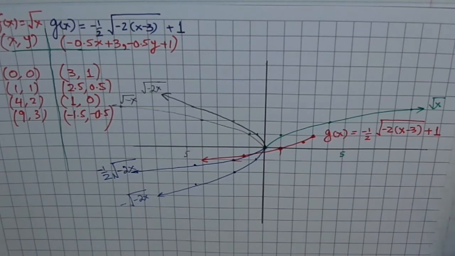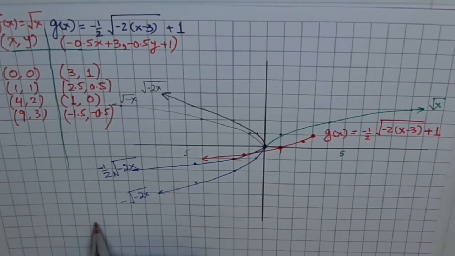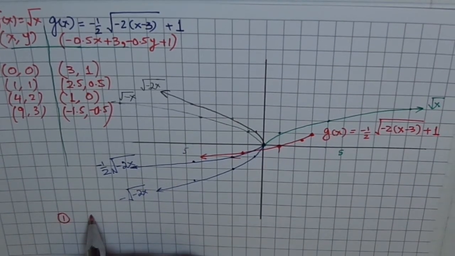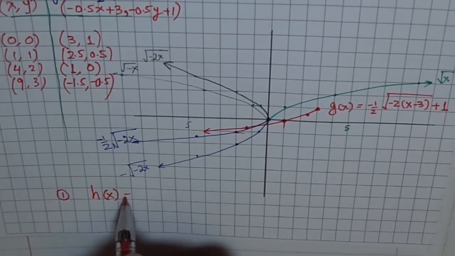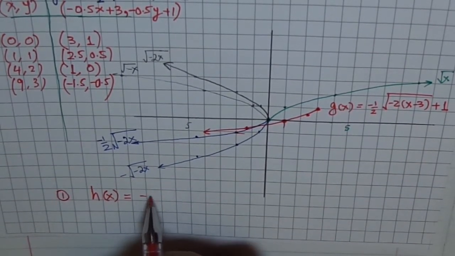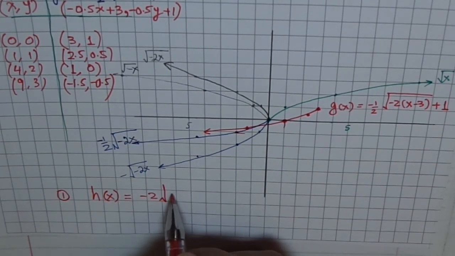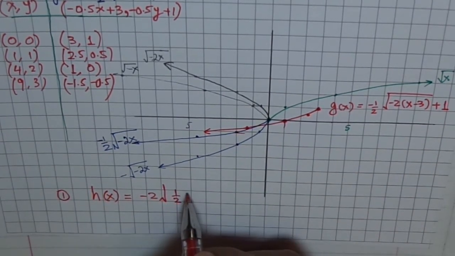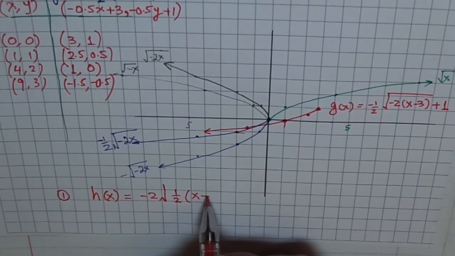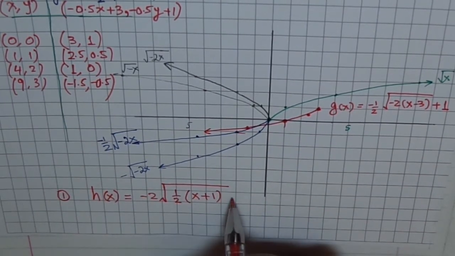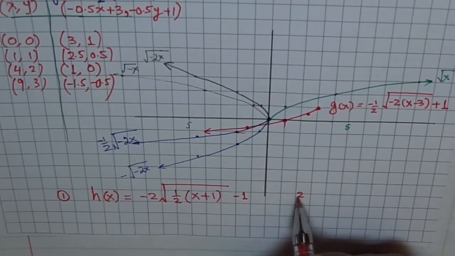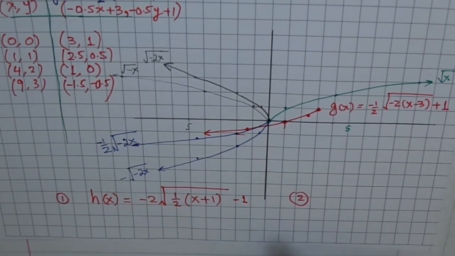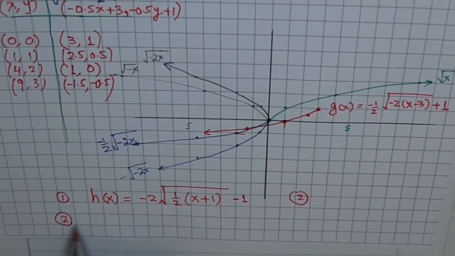I can give you a few examples here. For example, you can do these functions. 1. You can do h(x) equals minus 2 square root of, this time let me put half here, okay? x plus 1 minus 1. And then you can have another function. Here I did the factoring for you. And now I'm not going to do factoring for you. Let me write here without factoring, okay?